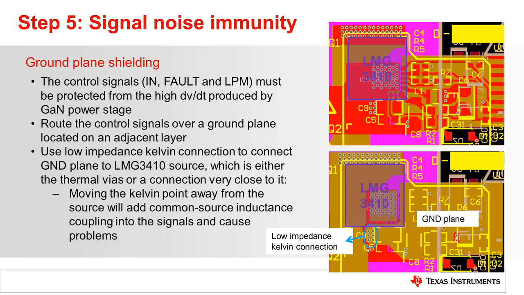You can visualize this by looking at the screenshot on the right, where the Kelvin connection between the source and ground plane is next to the thermal vias. Moving the Kelvin point away from the source will add common source inductance coupling into the signals and cause problems.